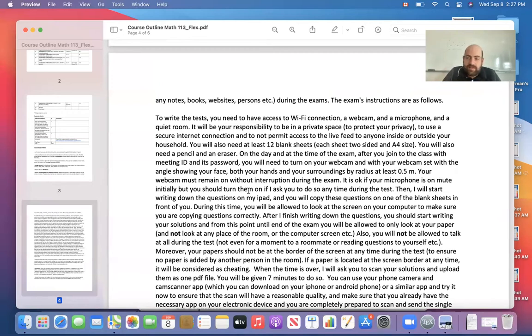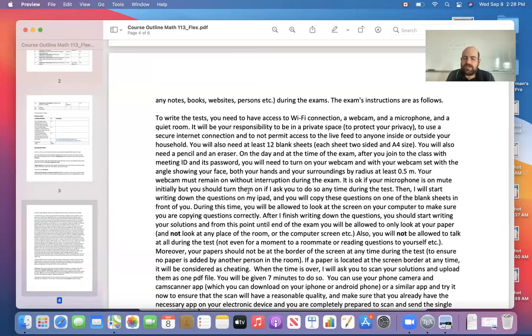Another important thing for the test is how you set up your webcams. The way that you set up your webcam is very important because the exams are online, and that's the only way that I can invigilate the test. So it's important that you set up the webcam so that your face, your hands, your surroundings, your papers, and the surface in front of you are visible. You're allowed to sit anywhere. If you're sitting on the floor, the surface of the floor has to be visible. If you're sitting on a bed, the surface of the bed has to be visible, and so on.